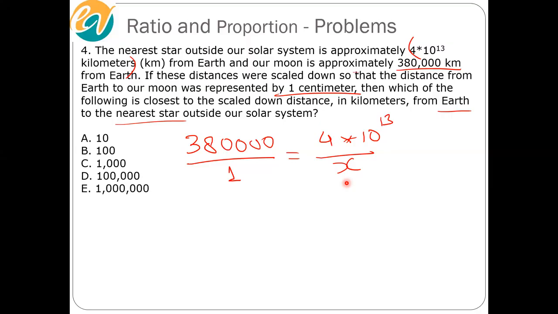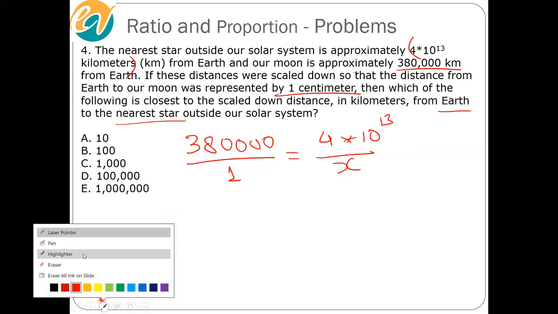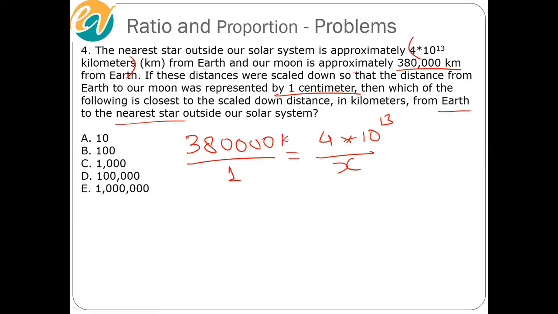Is the equation clear? So I think I should write the figures also. This is kilometer, this is centimeter. Again, this is kilometers, this is centimeter, correct? So from this, obviously, you can find out the value of x. And what is the value of x? By cross multiplication, 4 into 10 to the power of 13 divided by 380,000.